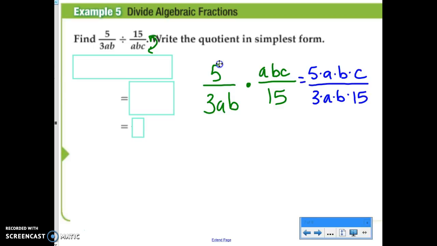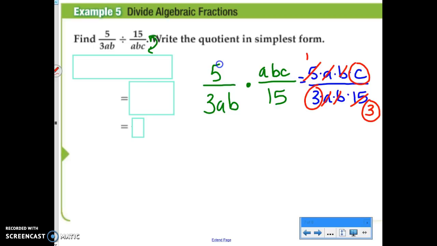Before I move on, I know that I can reduce before I multiply anything. I know that 5 goes into 5 once and 5 goes into 15 3 different times. I know that this A and this A can cancel out. This B and this B can cancel out. And it's always a good idea to just circle what you're left with. So I'm left with this, this, and this.